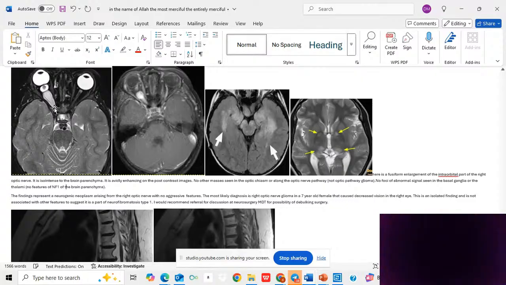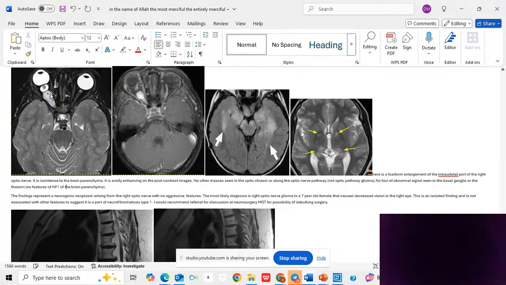So you need to mention that. Diagnosis is right optic nerve glioma. And it seems that it is an isolated finding and there are no other features to suggest that it is a part of NF1, neurofibromatosis type 1. Okay, so I would recommend referral for discussion at neurosurgery MDT for possibility of debulking surgery.